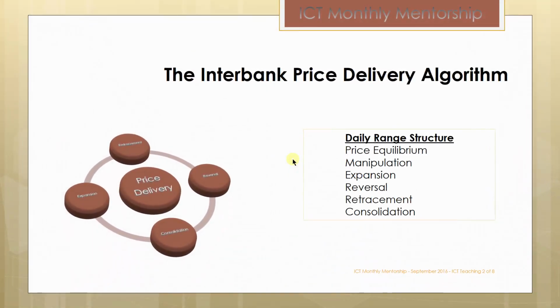Now let's get back to the interbank price delivery algorithm. The daily range structure can be broken down and simplified. It starts with a price equilibrium. That's the Asian range. Then there's a manipulation, and that's always going to come by way of some news event, some news driver, either at the time of the manipulation or just before it. That's the Judas swing. Then we'll see a range expansion. In other words, after the higher low is formed, the range will start expanding. It'll go down into 5 o'clock in the morning New York time, or go up into that time window, depending upon the daily direction. We're going to use the perspective that it's a buy day.